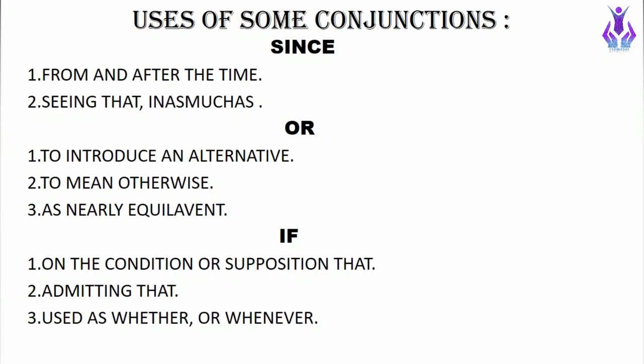Like in whether, we can see, I asked him if he would help me. So here if is used as whether. So this sentence can also be written as I asked him whether he could help me. So instead of whether, we put there if. And in the sense of whenever, we can use it as: if I feel any doubt, I inquire. So here we are using it as whenever. We can say that whenever I feel doubt, I inquire. So instead of whenever, we put there if I feel any doubt, I inquire.